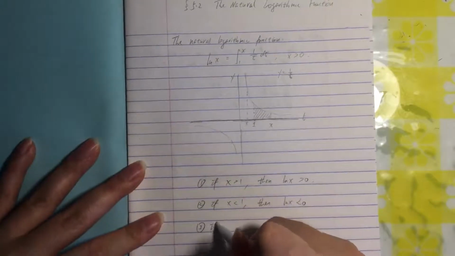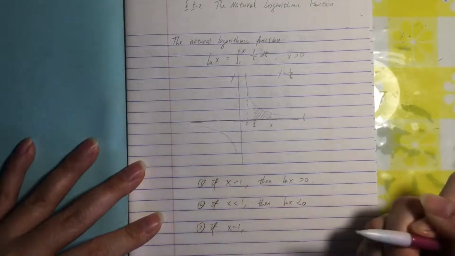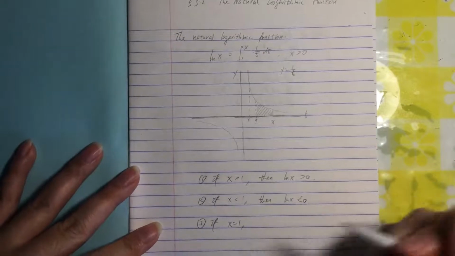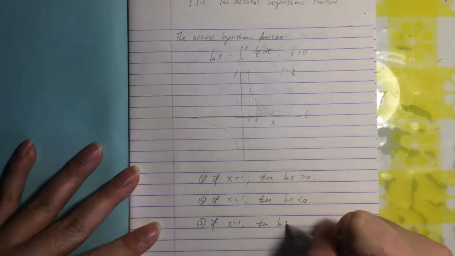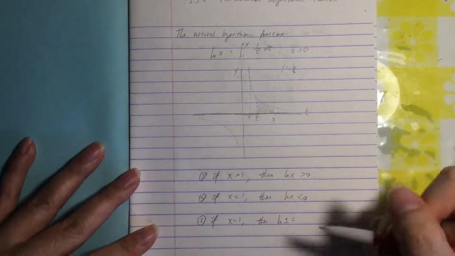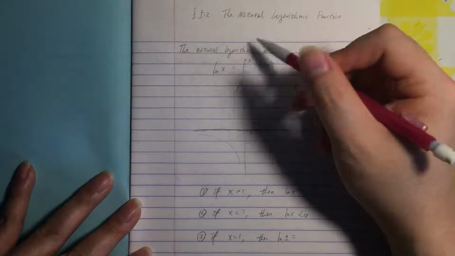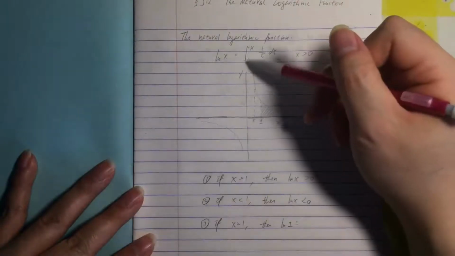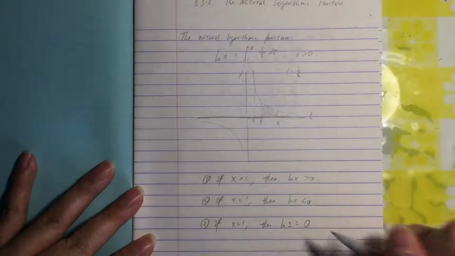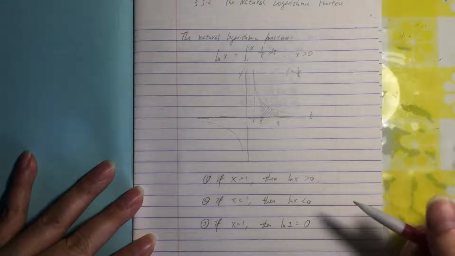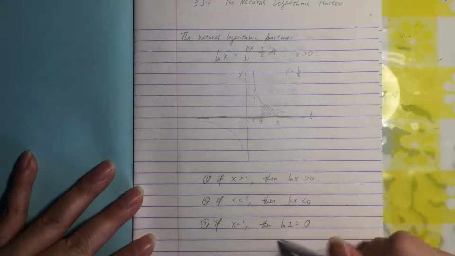Or if x is equal to 1, what's ln of 1? ln of 1 represents the area under the curve from 1 to 1. Integral from 1 to 1, there's no area. If we take the integral from 1 to 1, there's no area under the curve. This area is 0. So ln of 1 is 0. If x is equal to 1, ln of 1 is 0.